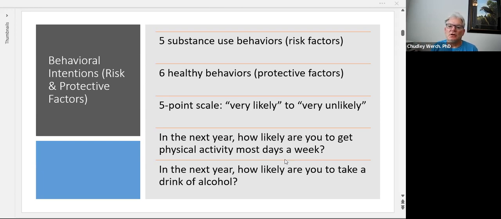In the next year, how likely are you to get physical activity most days a week? That's a behavioral intention item of a healthy behavior. The one below it is a behavioral intention measure of substance use, specifically drinking alcohol. Next year, how likely are you to take a drink of alcohol? And again, those are measured on a 5-point scale, very likely to very unlikely. And we'll talk about assessment of those in just a moment.